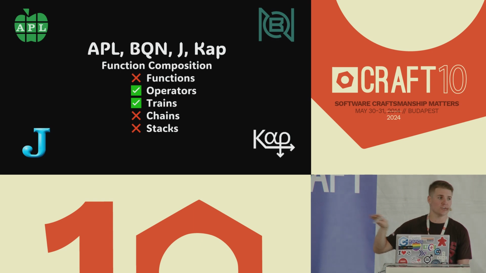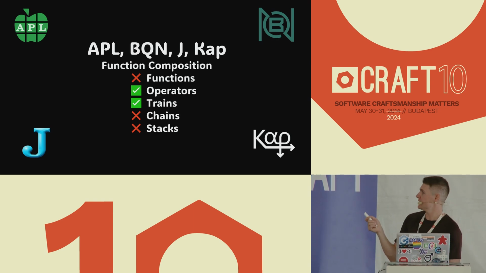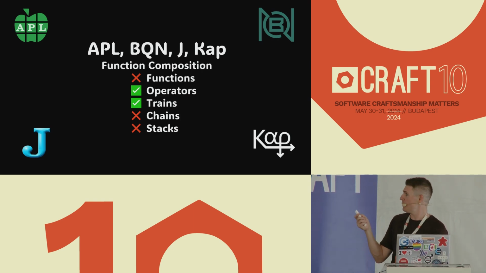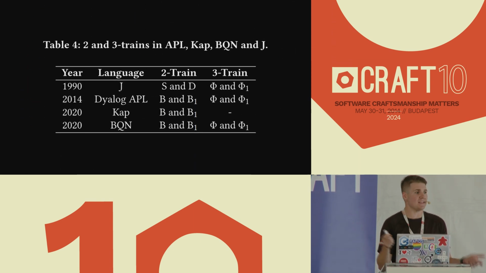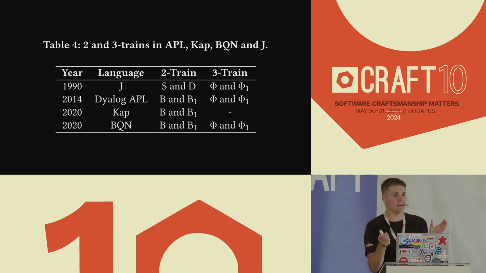Technically, I could put a yellow circle on functions because you can name combinators and spell them out yourself. But what comes with the language are operators and trains. And so we've already seen operators. They're basically just infix operations. But what's a train? A train is basically the juxtaposition, the putting side by side of two or three functions. And those correspond to a combinator.